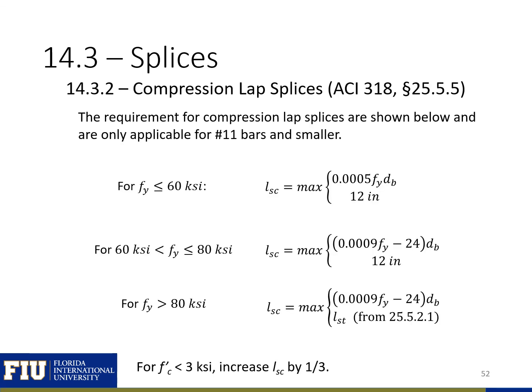The required compression lap splice lengths are shown on this slide, and they depend on the yield strength of the bar that we're splicing. So whether we're less than or equal to 60 KSI, between 60 and 80 KSI, or greater than 80 KSI, we use one of these 3 equations here. And note that if we have a concrete strength less than 3 KSI, we need to increase our development length, so increase our splice length here by 1/3.